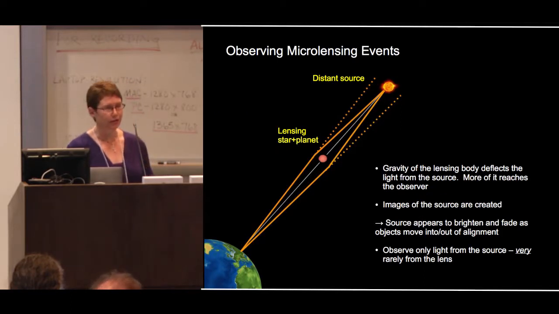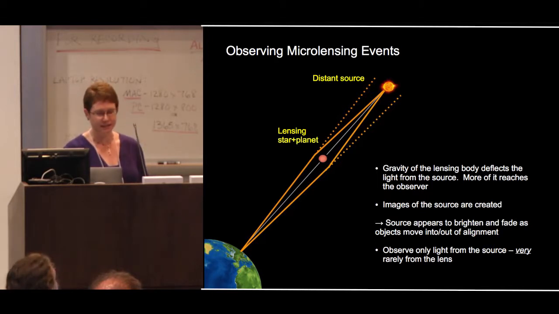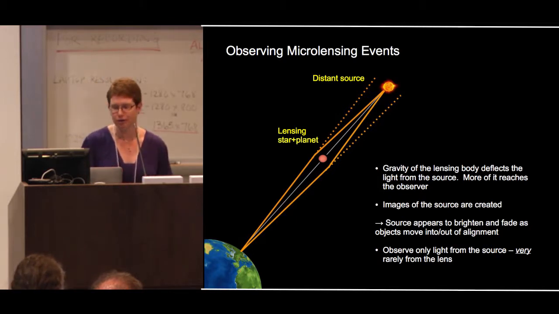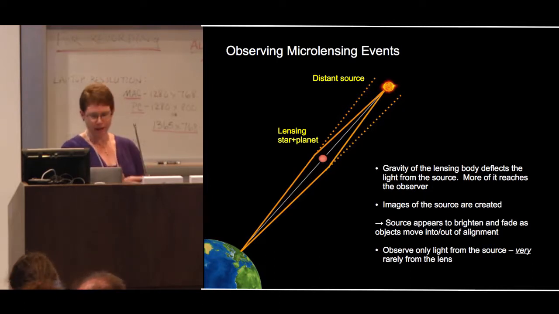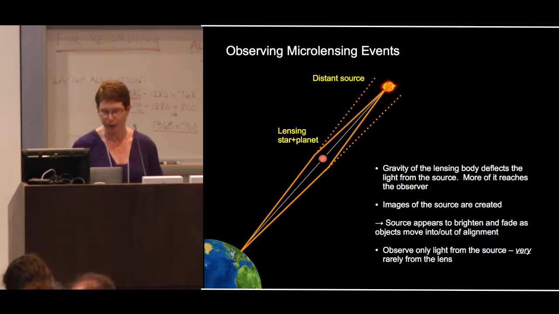The gravity of the middle object, the lens, bends the light around itself. As a result, more of the light reaches the observer. This creates two images of the source star. But as they move in and out of alignment, the source appears to get brighter and then fade again in a very predictable, systematic way.